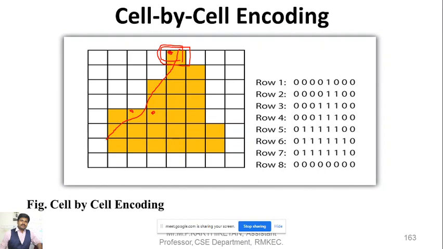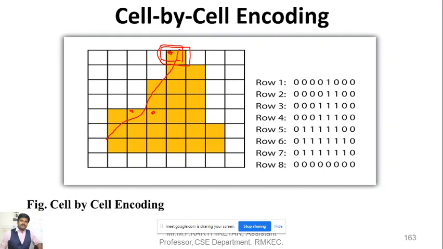How are we going to represent the data? We can't represent all the cell values at a single time. If a cell has some content or objects, it is marked as 1. If that cell doesn't have any content, the value is marked as 0, just in binary values. So row 1, the first row, is 0 0 0 0 1 followed by 3 zeros, which means data is available only in the fifth cell. Only the fifth cell is marked as 1 and the remaining cells are marked as 0.